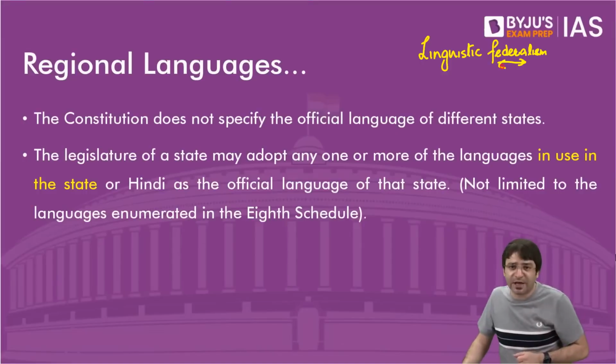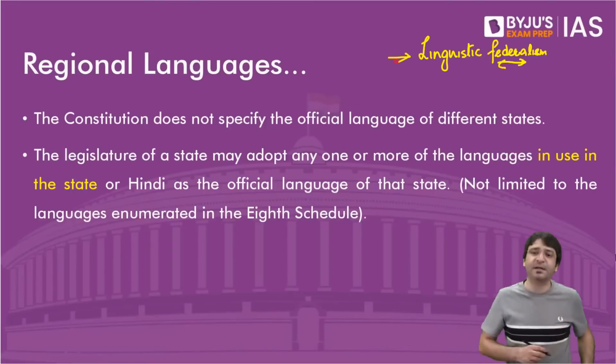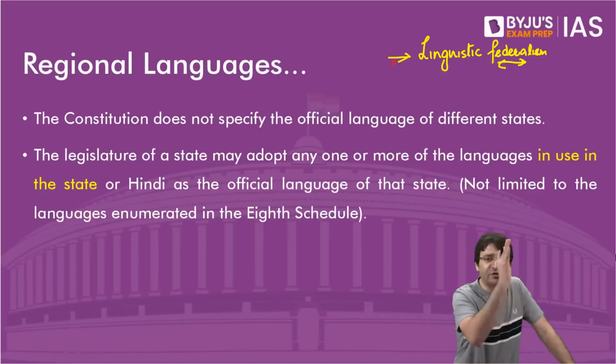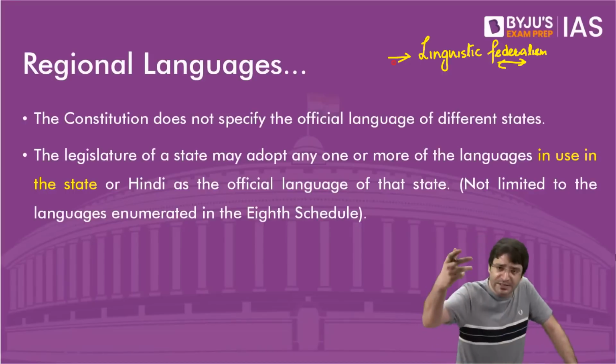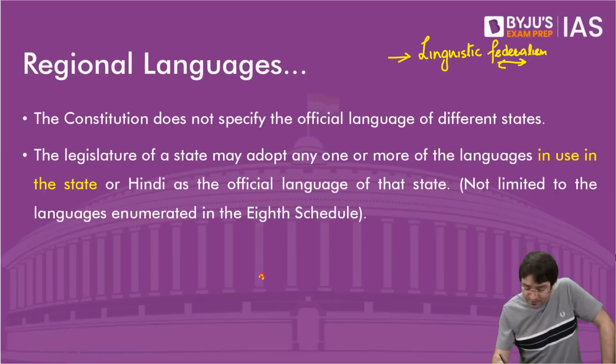But center does not get to decide. States get to decide themselves. That is linguistic federalism in India. West Bengal, you can decide your own official language. Tamil Nadu, you can decide your own official language. And not just one language, any number of languages.